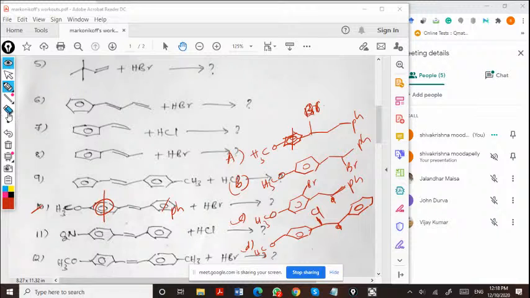So which is the correct option? D. Right? So do you think phenyl is going to stabilize more than the anisole ring?